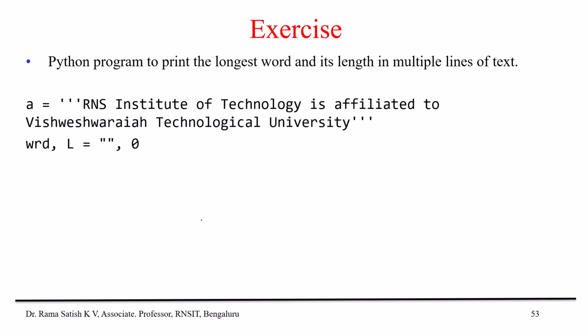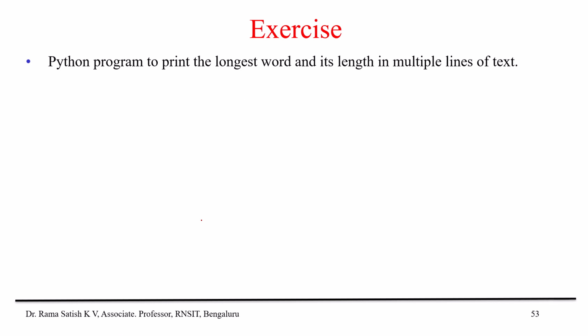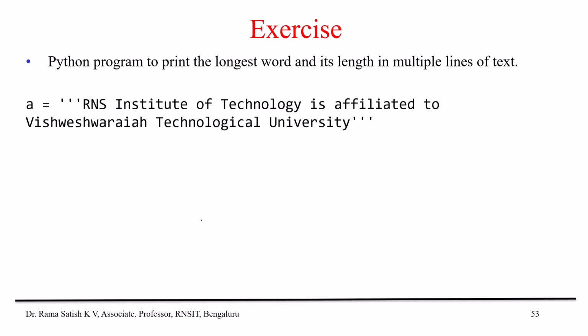Similarly, I will give you a string in multiple lines, and you have to find the longest word. You can see, RNSIT Institute of Technology is affiliated to Vishwesvaraya Technological University. In this multi-line string, you have to find which is the longest word. The answer is very simple. Word, L equal to empty, 0. So word becomes empty, L becomes 0.